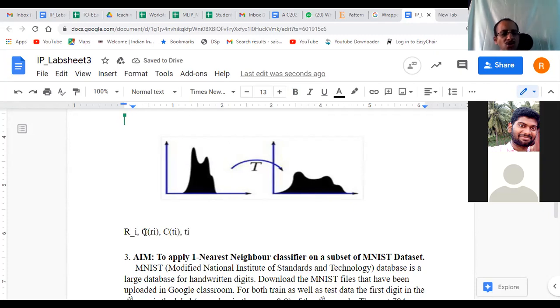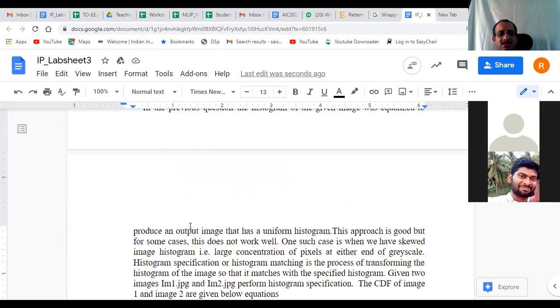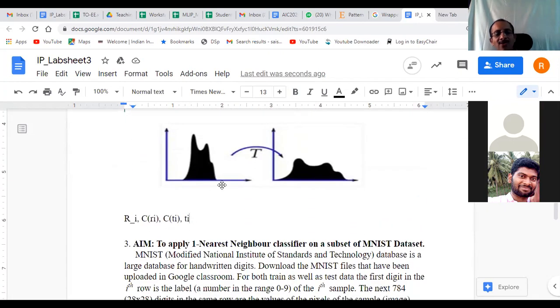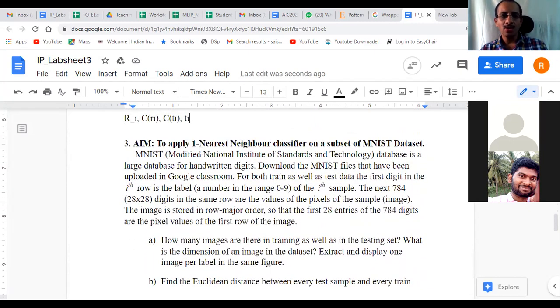What you should do is map from here to here and from here to here. Just check the relation here. Once you find a close value here, you replace RI by TI. That's all you need to do. That is referred to as histogram specification. Through this process, we are modifying the intensity distribution, the gray levels, of the given image to the target image. That's all. So let's move on now.